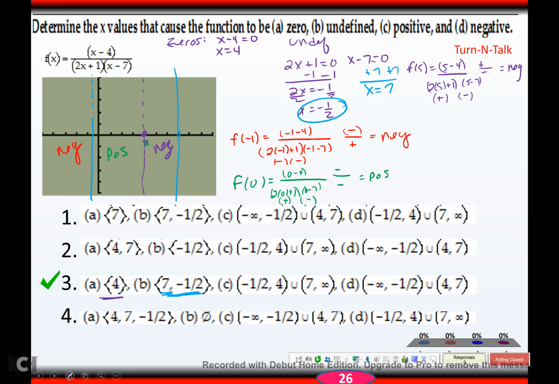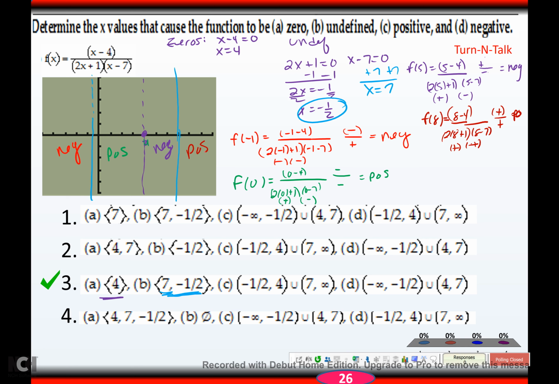Pick something beyond 7. I'll pick 8. So f of 8 would be 8 minus 4 over 2 times 8 plus 1 times 8 minus 7. 8 minus 4 is positive. 16 plus 1 is positive. 8 minus 7 is positive. So positive divided by a positive is a positive.